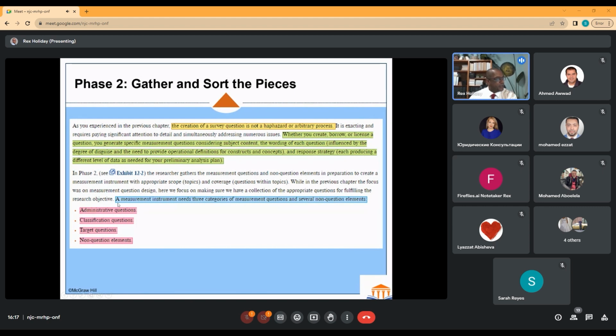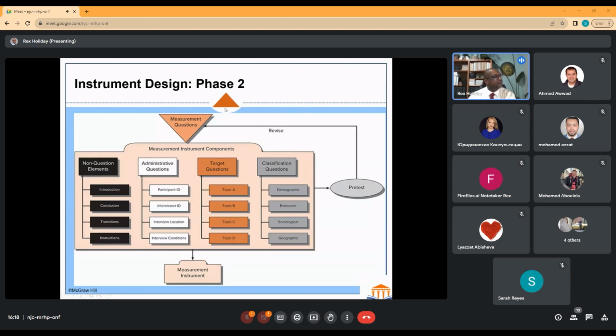And it says here, a measurement instrument needs 3 categories of measurement questions and several non-question elements. The 3 categories are administrative questions, classification questions, and target questions. So those are the 3 categories of measurement questions that the instrument has to have, and then the non-question elements. So let's go ahead and look at that. This is the instrument design in phase 2.